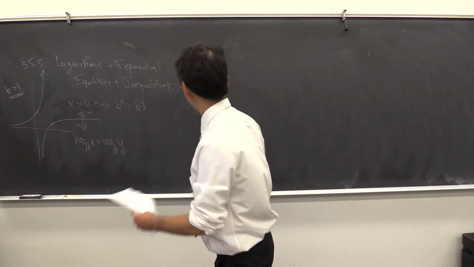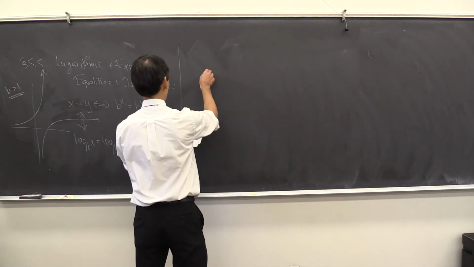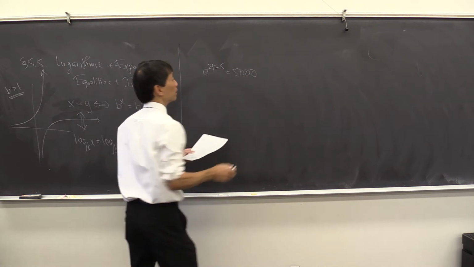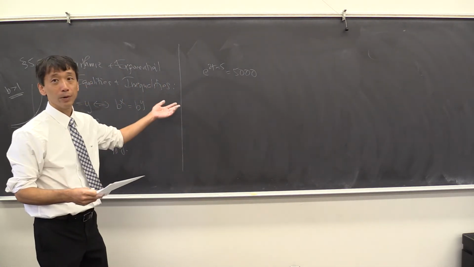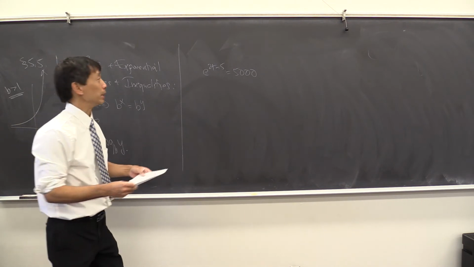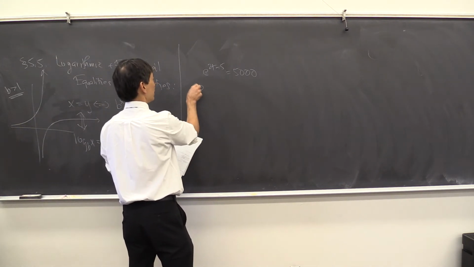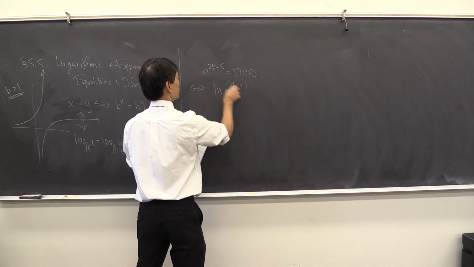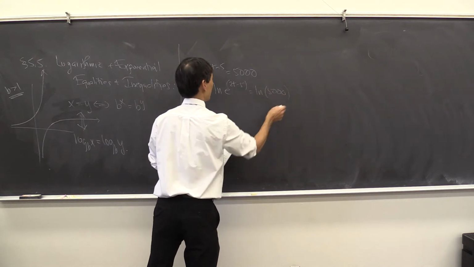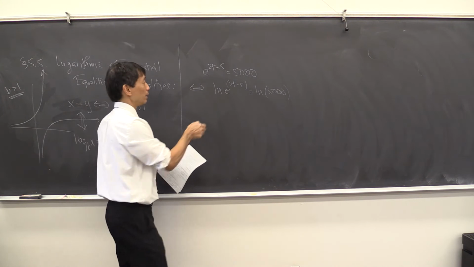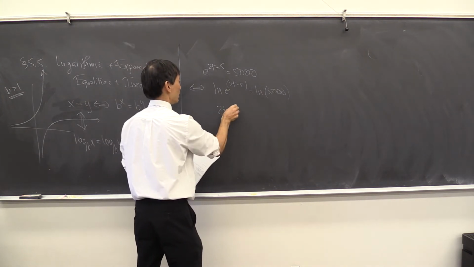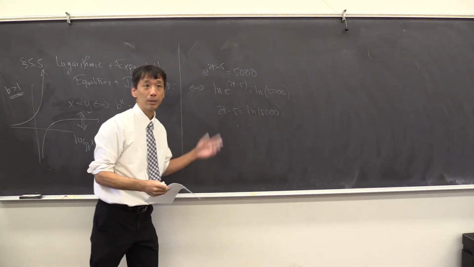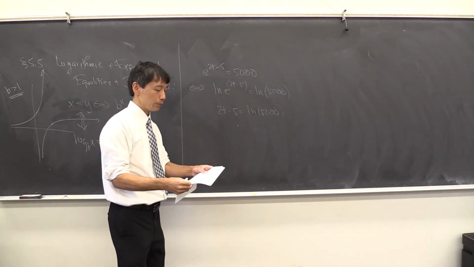Like the one that we did last time, I think, was something like this: e to the 2t minus 5 equals 5,000. We said this is kind of hard to do by itself, but if we hit it with the logarithm, it's easy. We hit it with natural log and get natural log of e to the 2t minus 5 equals natural log 5,000. You don't have to copy this because we did this last class. These cancel, you get 2t minus 5 equals natural log 5,000, and then you just solve for t. So this is a useful trick.